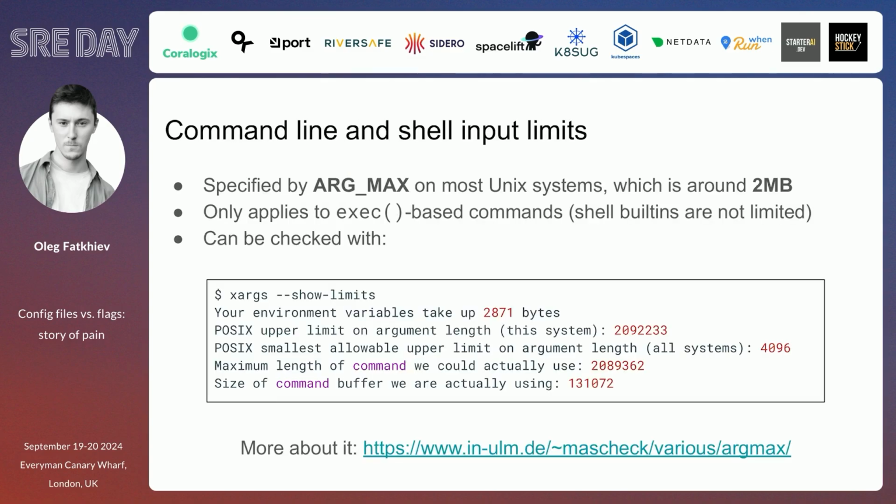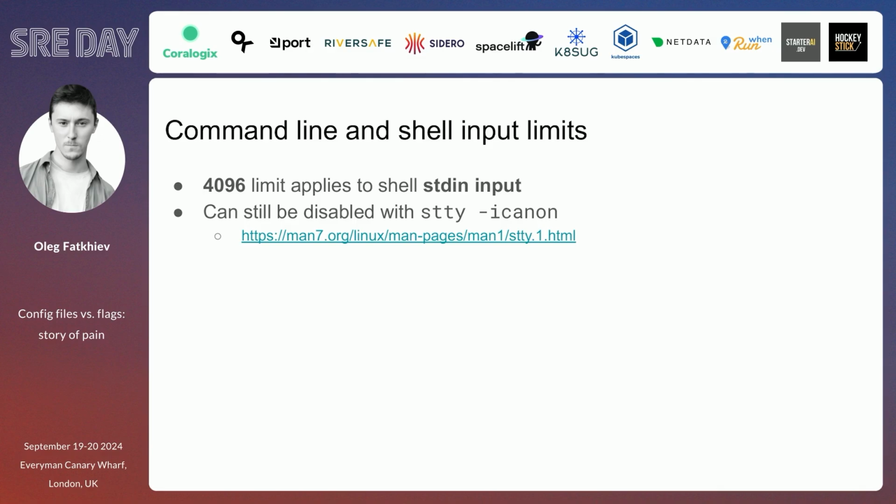The limit for the shell command on most Unix systems is ARG_MAX, which is usually around 2 megabytes. And it only applies to exec-based commands. If your application is just a shell built-in, for some reason, it might happen, it doesn't even have this limitation. So it's only limited by the amount of operating memory, amount of RAM. And it can be checked easily with xargs. So you see the length of the command we have here. And you can read a bit more about it. What was the 4K limit actually?